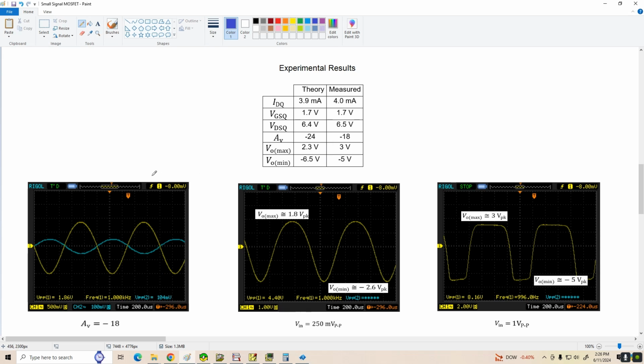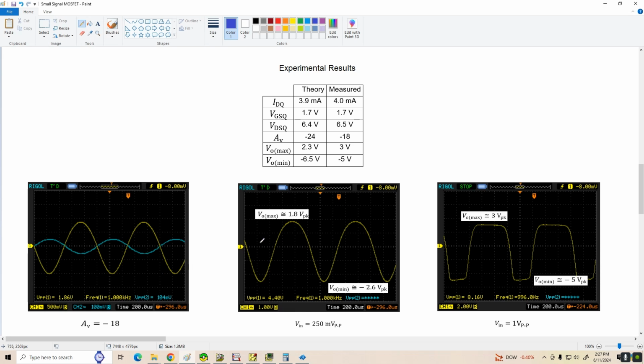And now if we come over and look at this first scope trace, I started with an input voltage of 100 millivolts peak to peak roughly, and that gave us an output of about 1.86 volts peak to peak. Taking the ratio 1.86 divided by 0.104 gives us the gain of 18, and of course it's inverted.